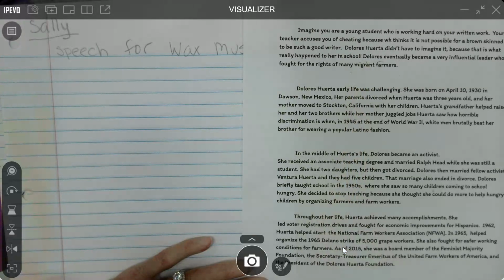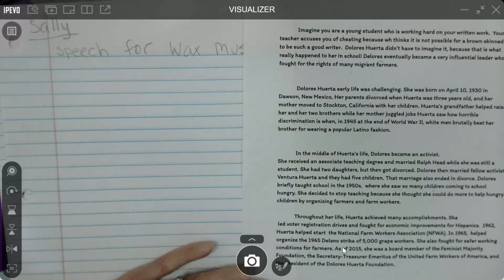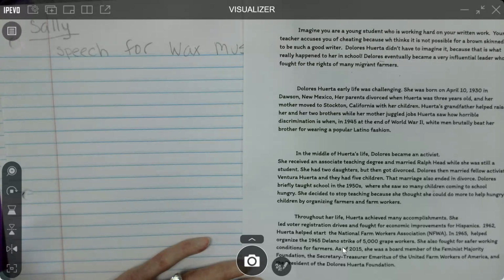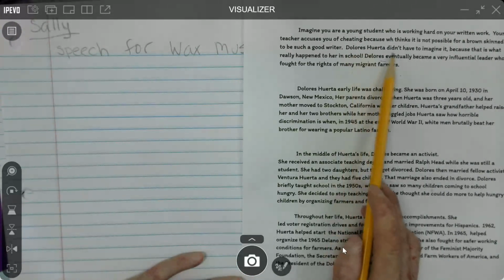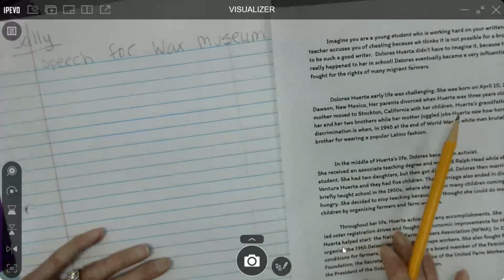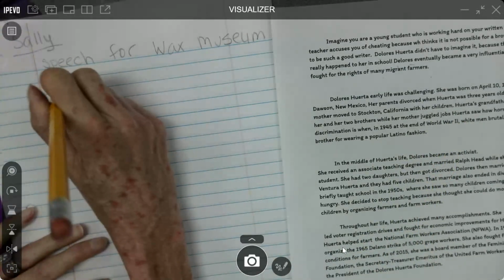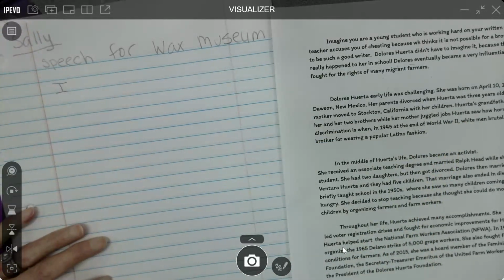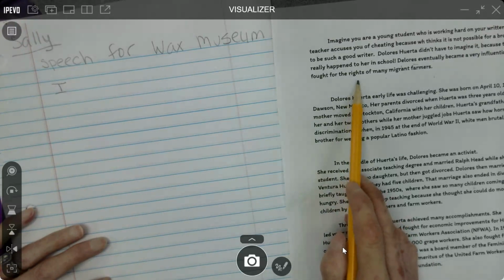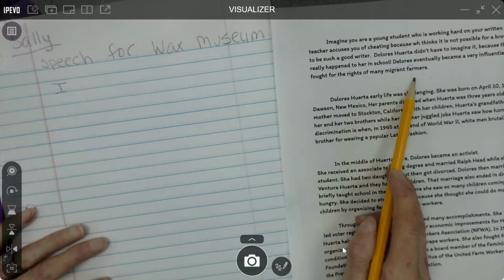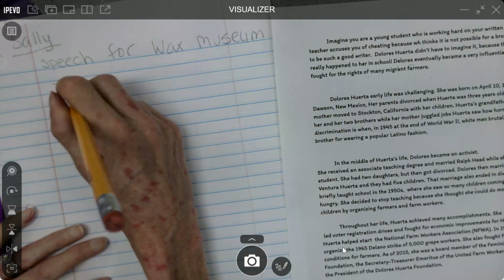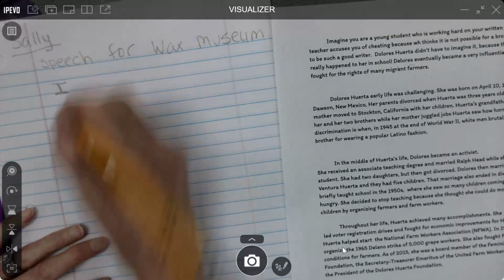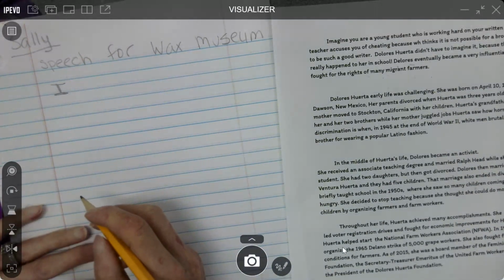And that's because when we are giving our speeches at the Wax Museum, we are taking on our characters, our person, as if we were them. We are acting out. So instead of saying Dolores Huerta, I'm going to start with I was one of the most influential leaders who fought for the rights of many migrant farmers. In my speech, the whole thing is going to be I, as if I am actually Dolores Huerta.